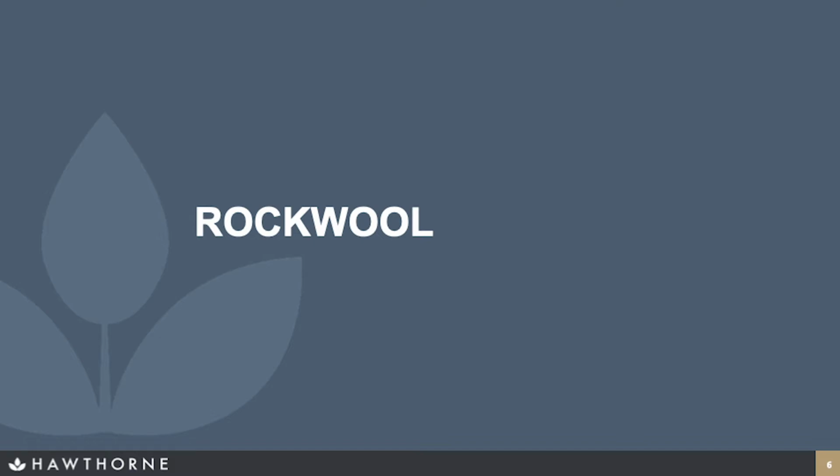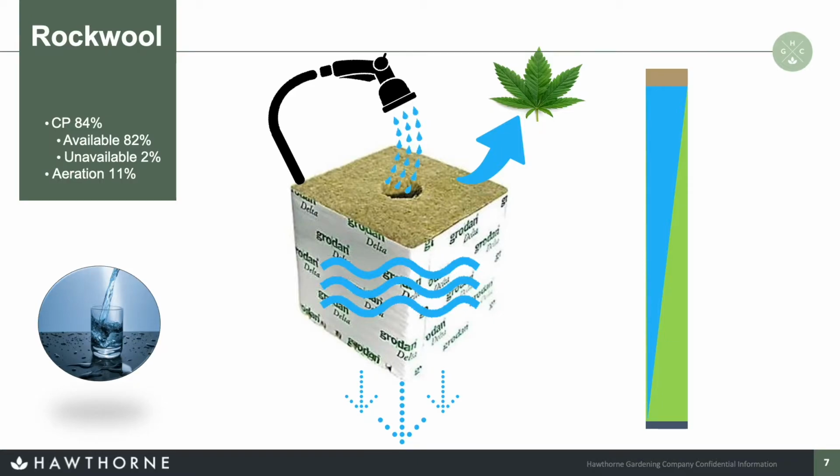Now let's take a closer look at Rockwool. So as we said, Rockwool has a very low buffer. So most of the water in the Rockwool cube is retained by capillarity. And because of the nature of the fiber, because of the way the fiber is woven, the water retention capacity is very high.